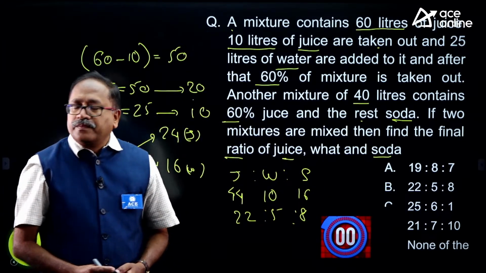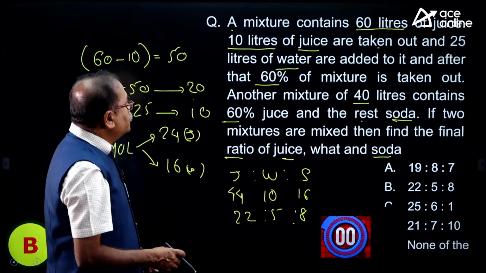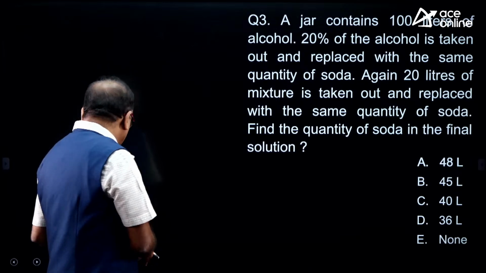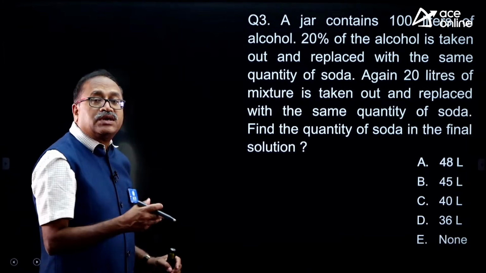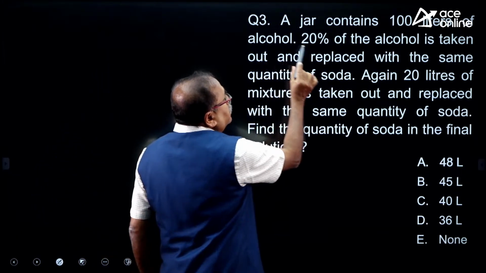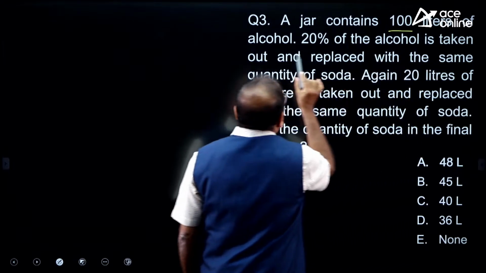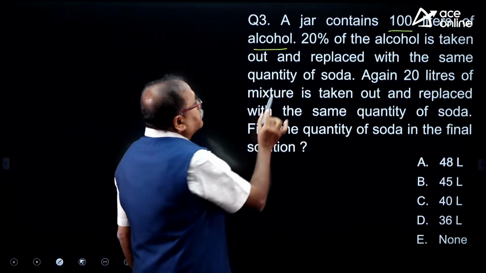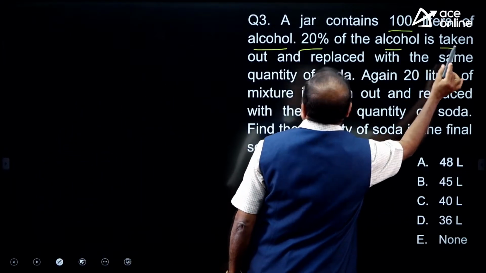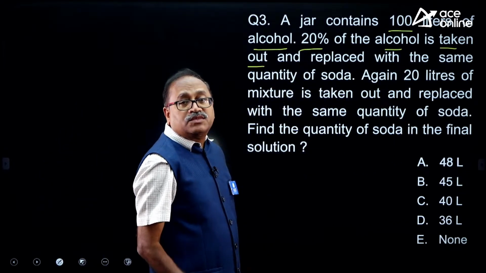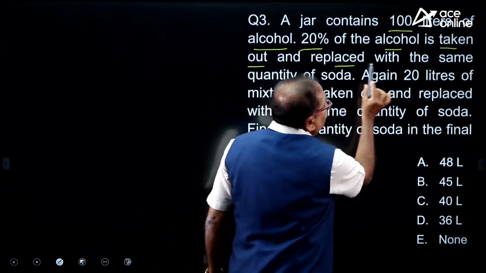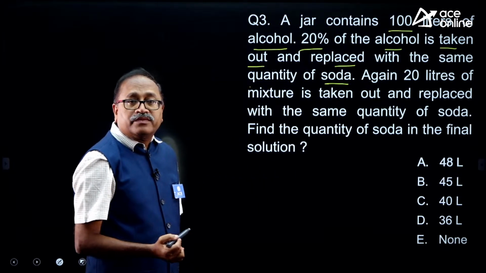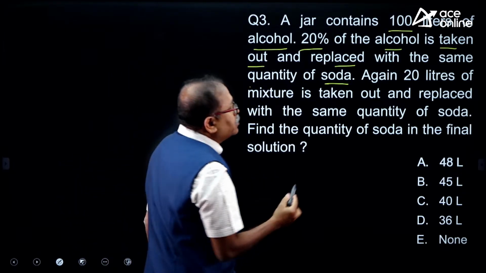Yes, Pawan? Okay. Moving on to the next question, and the third question is this. Let's look at this one. Some good questions are there after this. A jar contains 100 liters of alcohol. Fine. It's a very basic question. 20% of alcohol is taken out, and replaced with the same quantity of soda. A replacement question.